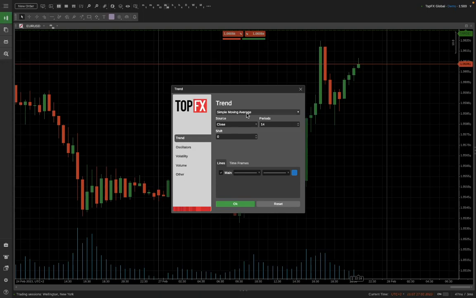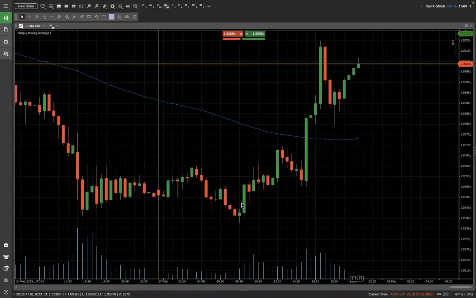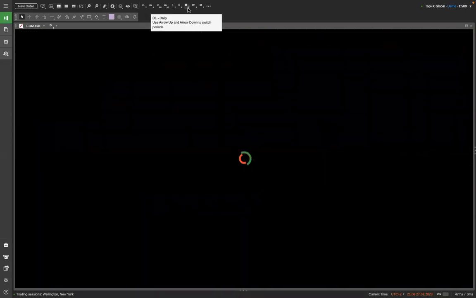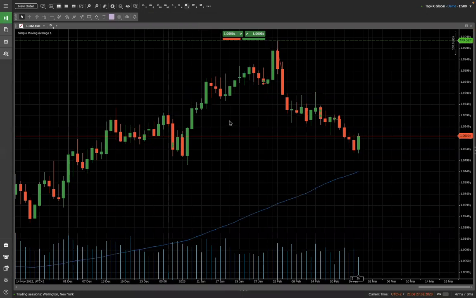So what I'm going to use is a simple moving average where the source of my data is the close of the candle, right? The period I'm going to use will be 100 periods, and there is no shift in my moving average, which means it will be applied straight to the market. So this is the moving average, and I would like to change my time frame to daily. There you go. Right now, this is a daily candlestick time frame chart, of course.